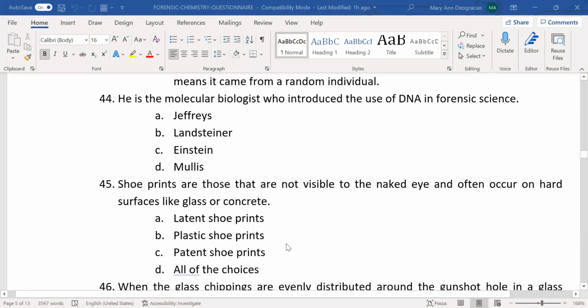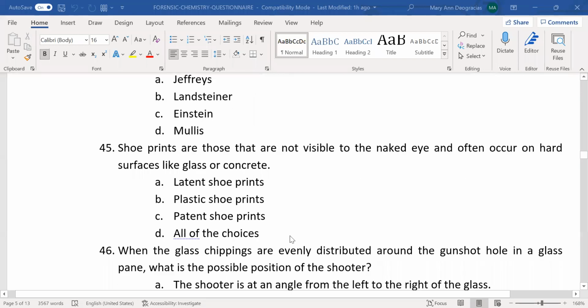Shoe prints are those that are not visible to the naked eye and often occur on hard surfaces like glass or concrete. Alin sa tatlo? Or lahat ba yan? So A, latent shoe prints. B, plastic shoe prints. C, patent shoe prints, and then D, all of the choices.